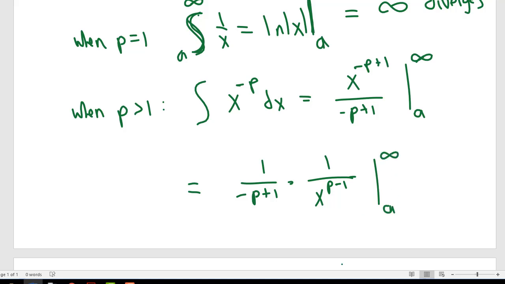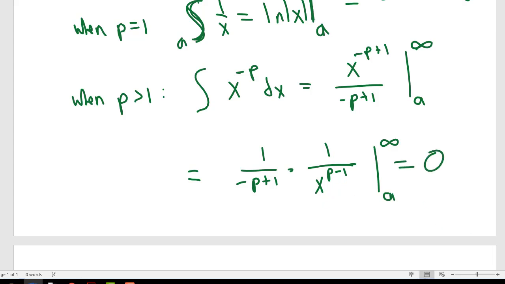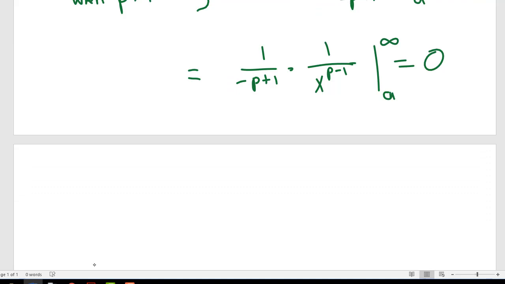And again, let's stop focusing on the letter p. Let's keep in mind this is a numerical value. So if p is negative 5, negative 5 plus 1 is negative 4. So this is 1 over x to the 4th. And what happens to 1 over x to the 4th as I plug in infinity? I'm getting 1 over something that gets larger, and this goes to 0. So it turns out this is convergent.